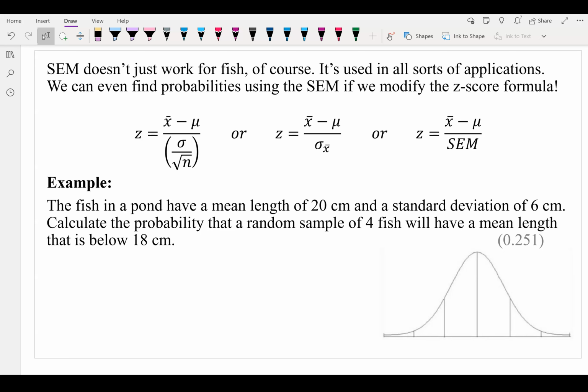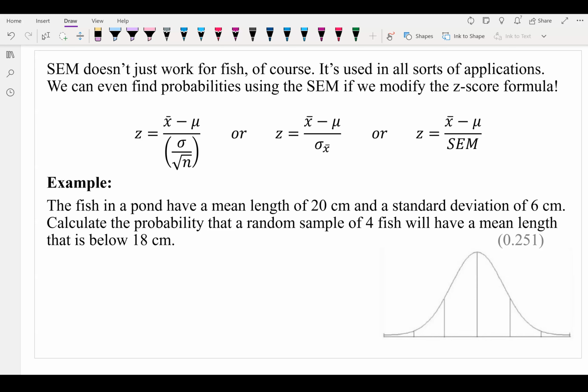I want to do this quickly. So we can find probabilities using the standard error of measurement if we modify the z-score formula. Let's just say in the bottom case here, this is about fish, but it could be about tires. Say we had an industry making tires for cars, and you wanted the tire to have a certain diameter. Make sure that your tires are not faulty.